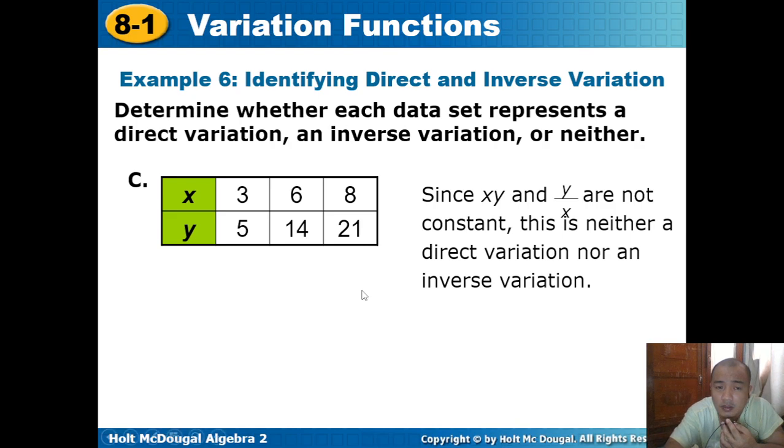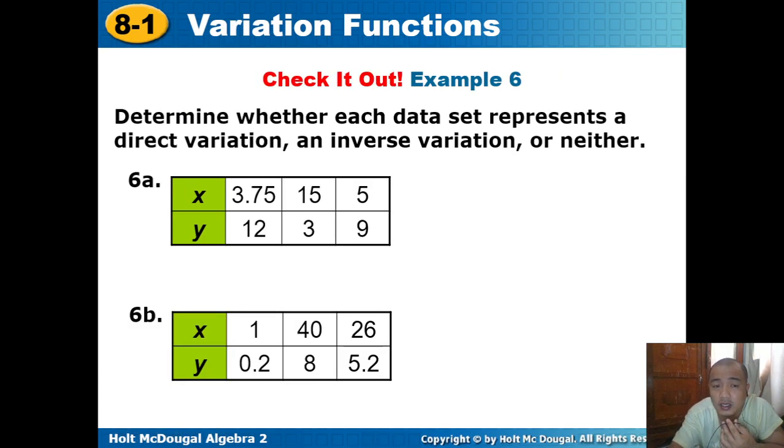Because there is no constant of variation. 5 divided by 5/3, and 7/3 for the other. Yeah, there is no constant of variation. That means it is neither a direct nor an inverse variation. 6A.